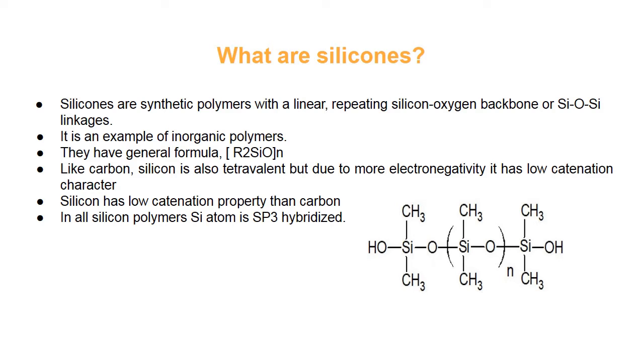Like carbon, silicon is also tetravalent, but due to its higher electronegativity, it has low catenation character. Silicon has a lower catenation property than carbon. In all silicone polymers, the Si atom is sp3 hybridized.